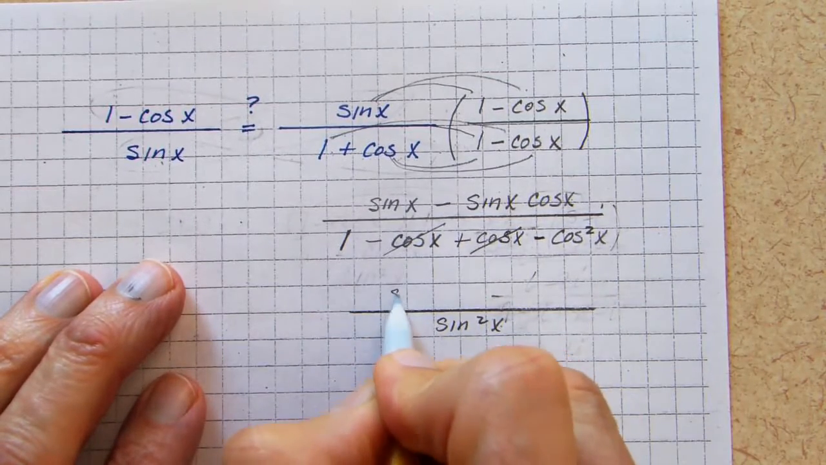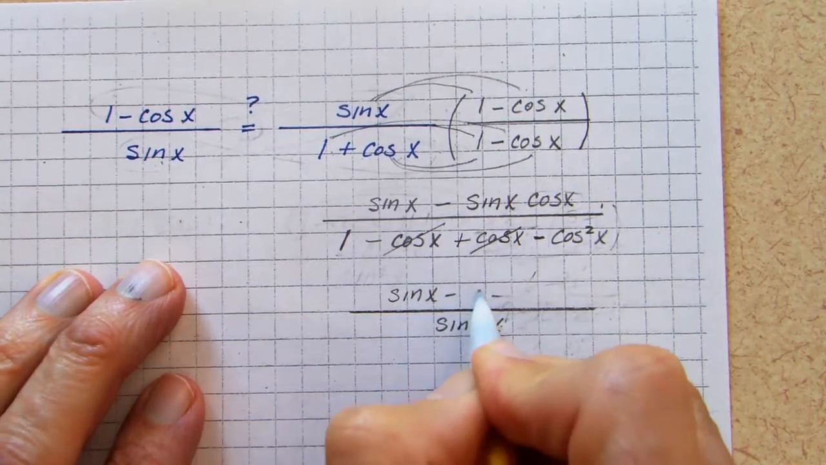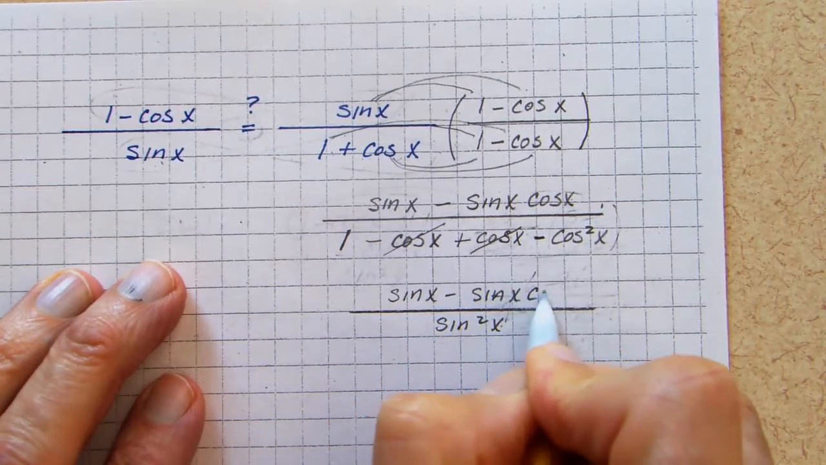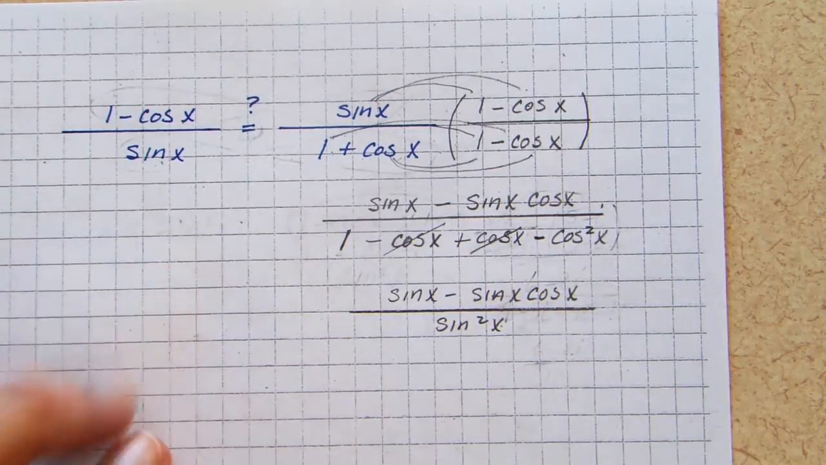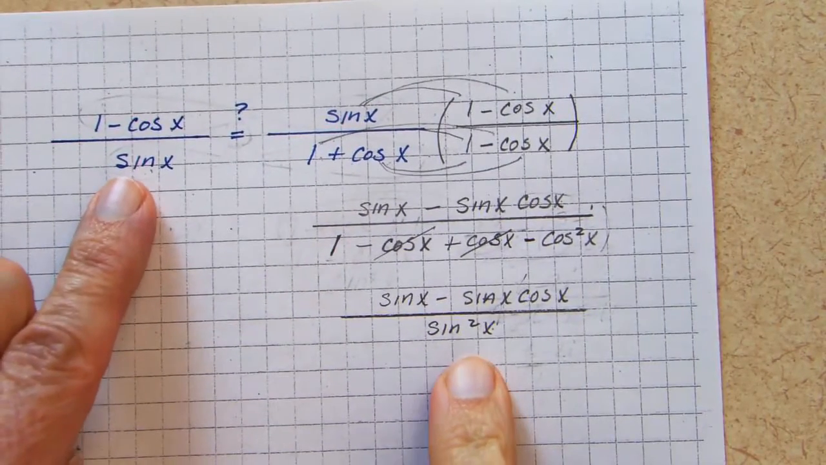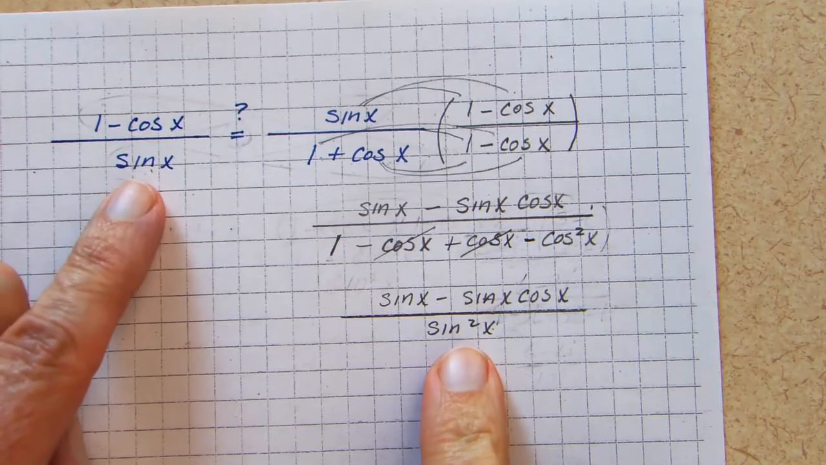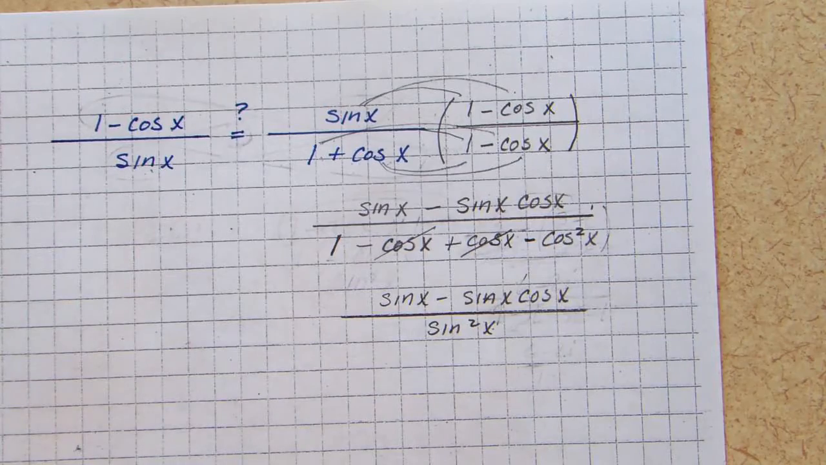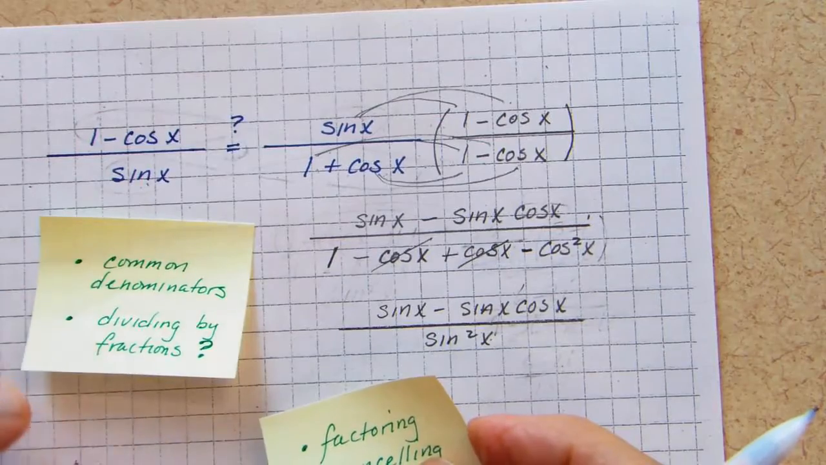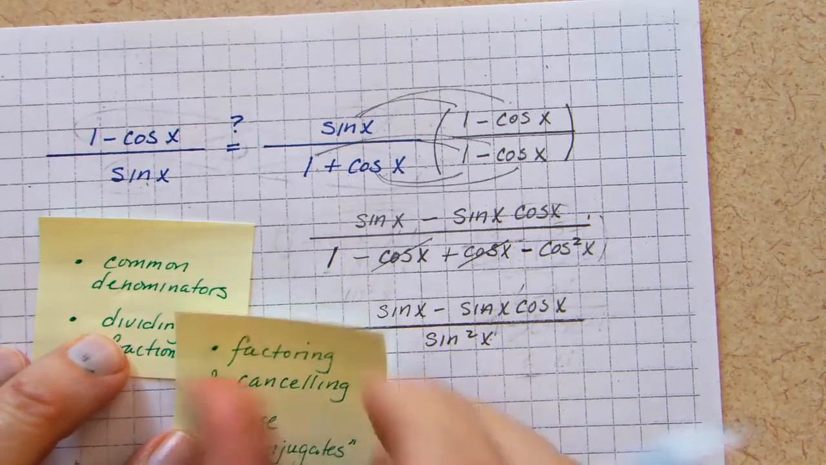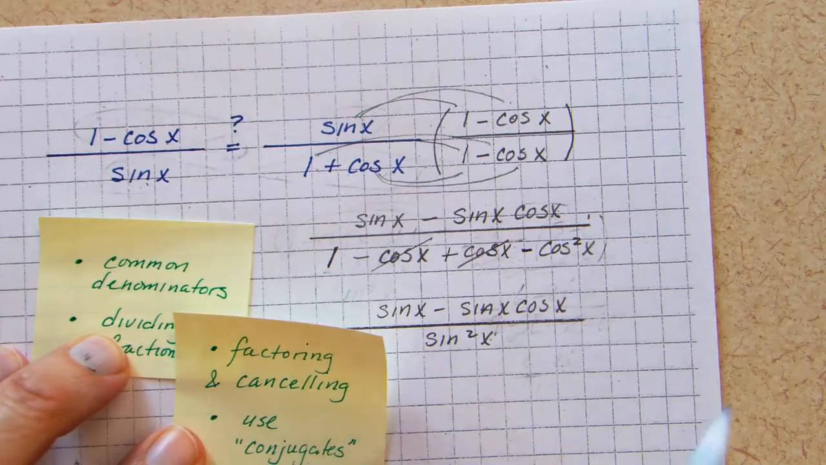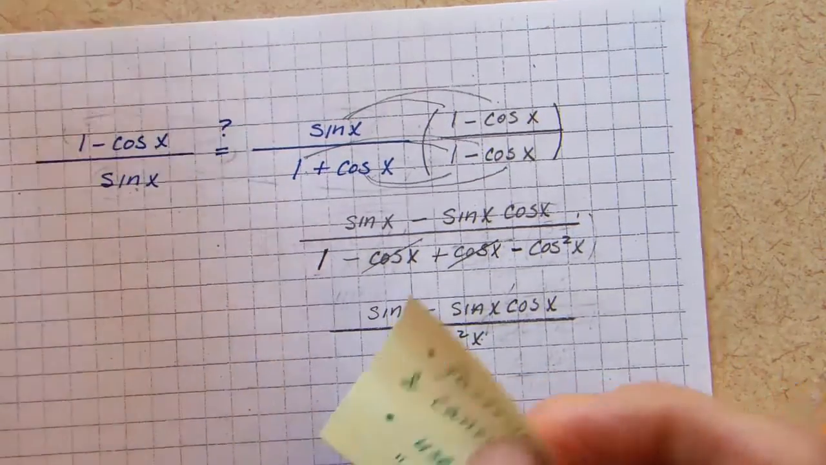And so now what I have is sine x minus sine x cos x. And I want to show that it's the same thing as this. Well, now at least I'm getting closer, because now the denominators both have sines in them. So where do I go from here? Well, again, we start thinking about how we simplify expressions. There's common denominators, dividing by fractions, factoring and canceling. Okay, factoring and canceling can be used here.